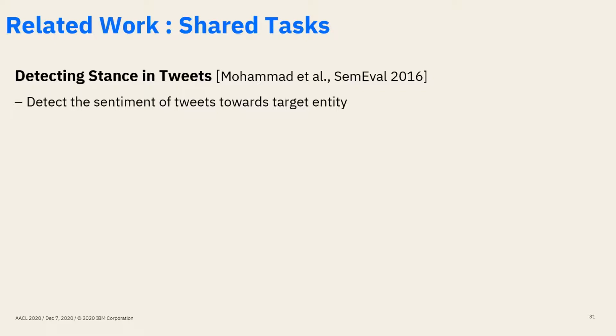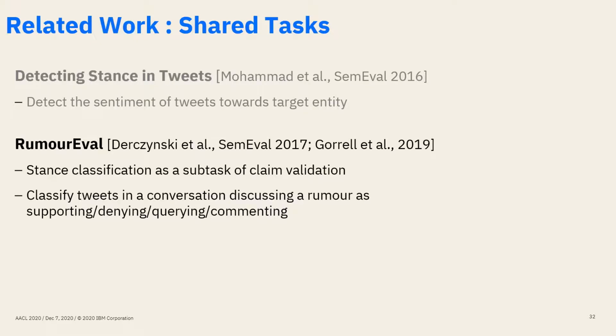Finally, there have been a few shared tasks for stance classification, which were quite popular. In SEMEVAL 2016, Mohammad et al. introduced the task of detecting sentiment of tweets towards a target entity. Stance classification was also a subtask of the RumourEval shared task in SEMEVAL 2017 and 2019. The goal was to classify tweets in a conversation discussing a rumor into 4 categories: supporting, denying, querying, or commenting.